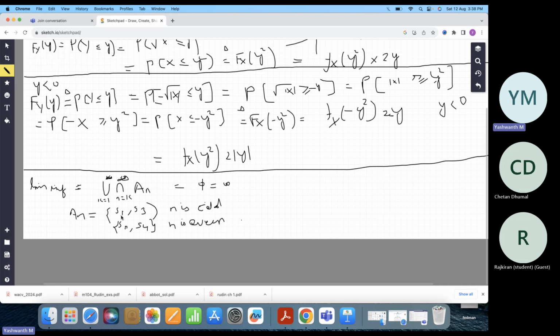So basically what we are given is S1 when n is odd, S2 when n is even. Now fix any k, say k is 100. If you take the intersection of the sets A100, A101, A102, you are taking intersections of the odd sets and even sets, which is the empty set, because there is nothing common here. It's S2.